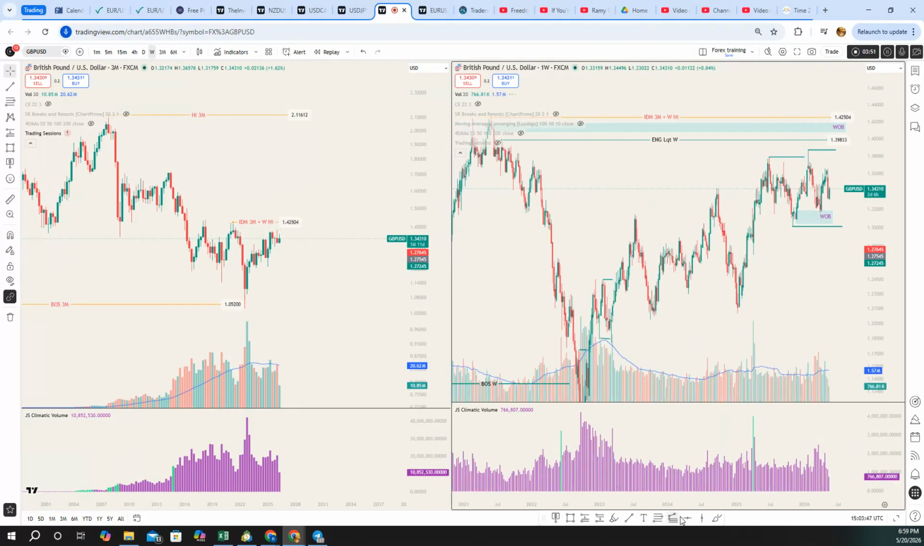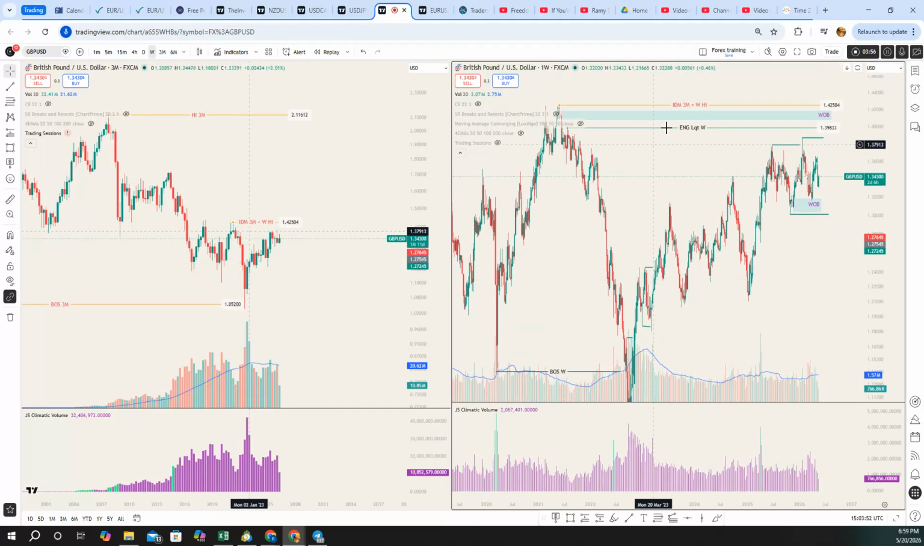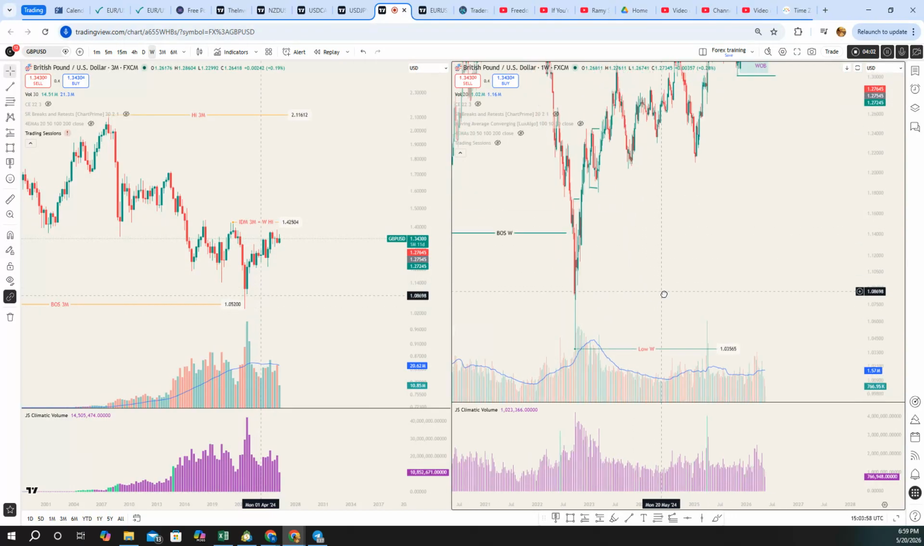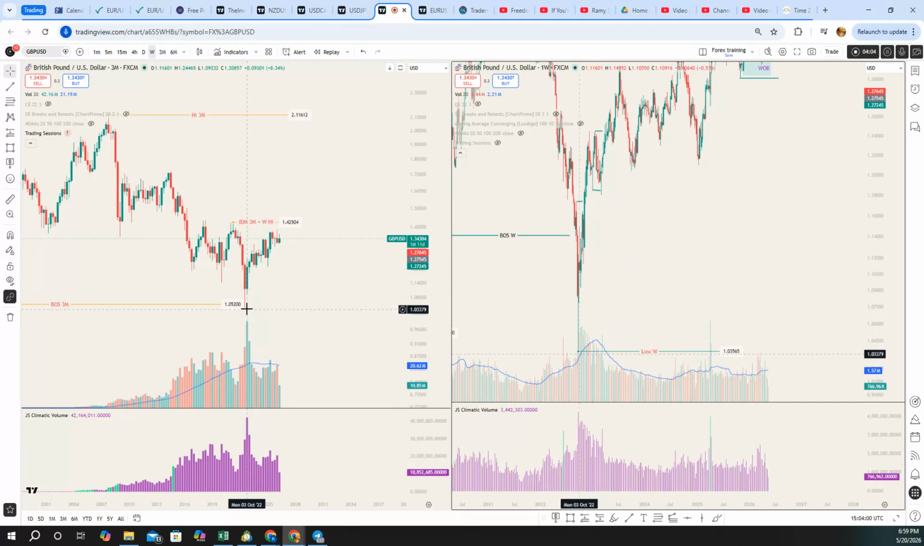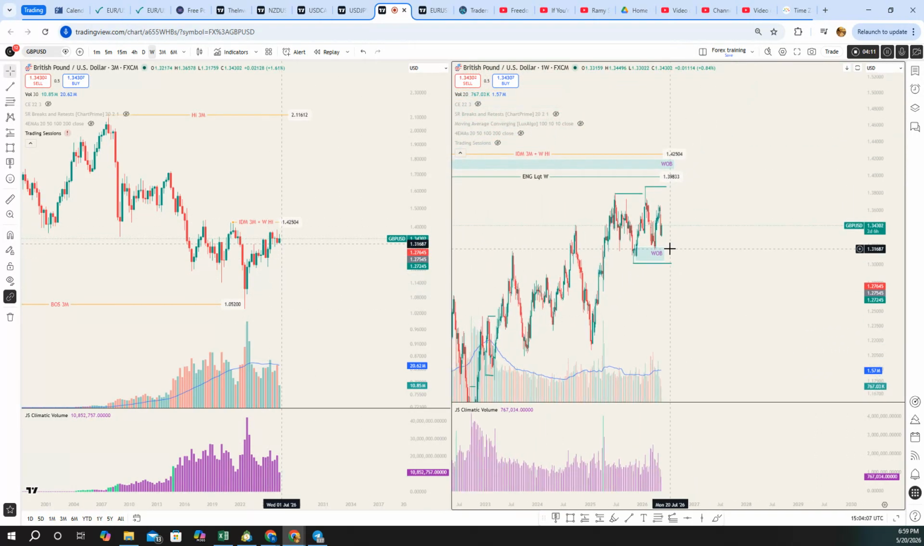On the weekly, we have the same drawing of the structure. We have a bearish structure as well, with the break of structure here. We have the high shared with the 3 months, the high of the range of the weekly, and we have the low of the weekly here. The low is not drawn on the 3 months because the inducement is not hit yet. And we have the internal structure of the weekly.